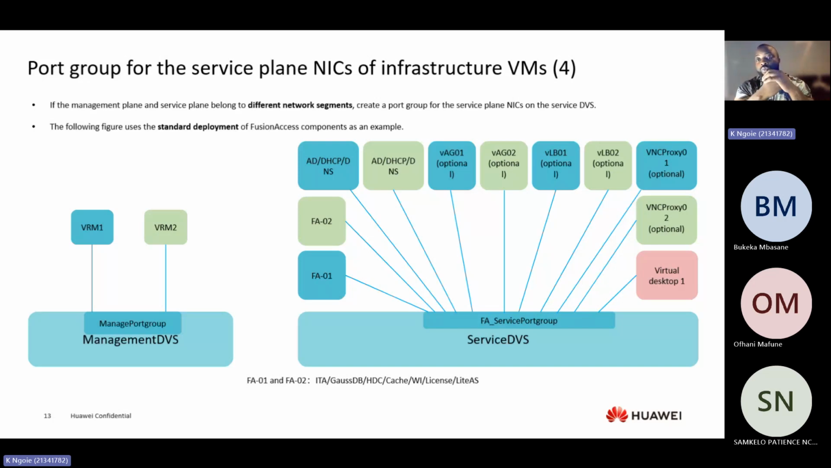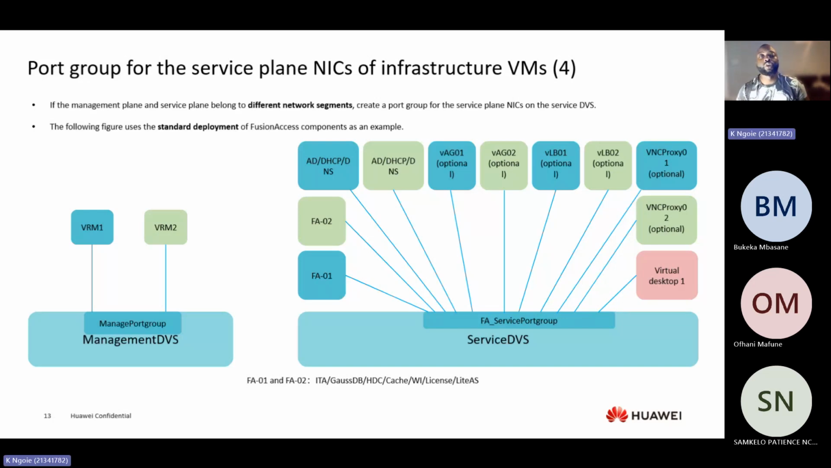This is used because of security. We have the service DVS and the management DVS, so there's no contact. So this is good for security, for performance, and for traffic management reasons. So the recommendation here is to create a port group for the service plan NICs on the service DVS.